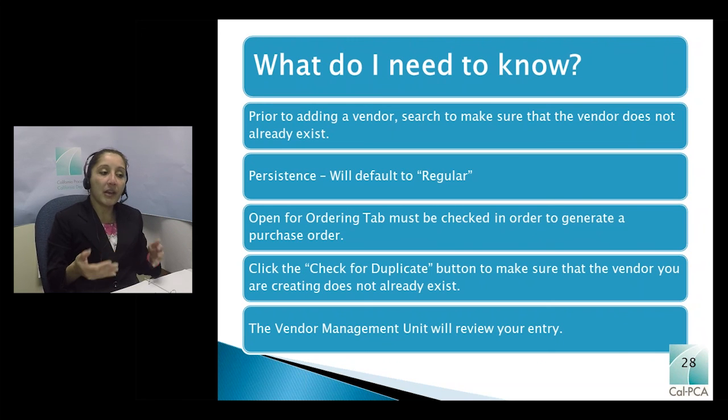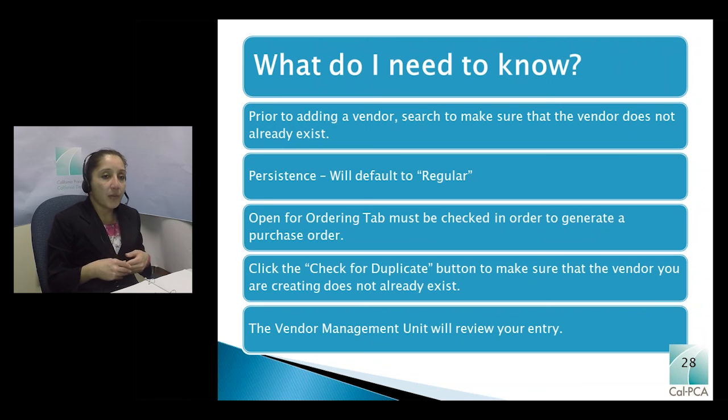Persistence, we're not used to seeing this word in procurement. It's simply how the vendor will be paid. So it's going to default to regular. I would suggest let's not touch anything that has to do with payment. Open for ordering tab must be checked in order to generate a purchase order. So remember, these vendors are going to be accessible to all departments throughout the state. So we want to make sure that that tab is checked so that others who are transacting in Fiscal are now able to create a purchase order using that vendor.